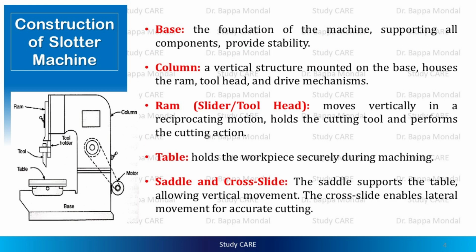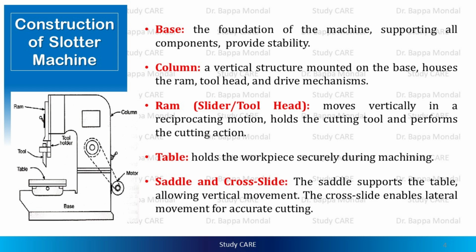Major parts of a slotter machine. Base, the foundation of the machine, supporting all components, provides stability. Column, a vertical structure mounted on the base, houses the ram, tool head, and drive mechanisms. Ram, slider or tool head, moves vertically in a reciprocating motion, holds the cutting tool and performs the cutting action. Table, holds the workpiece securely during machining.